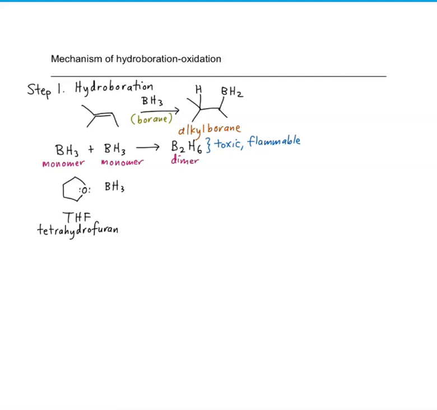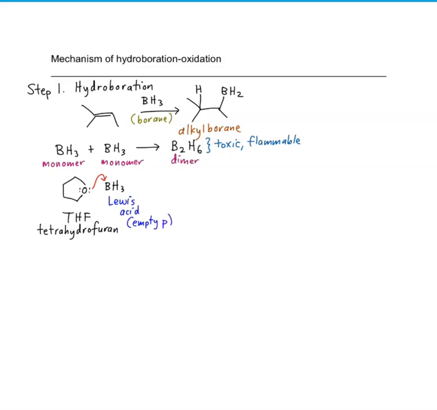So when you place BH3 or borane in THF, remember that the boron is sp2 hybridized. So it has an empty p orbital because it only has 3 bonds, the 3 bonds to those hydrogens. The empty p orbital makes it a Lewis acid. So BH3 is a Lewis acid by virtue of its empty p orbital.